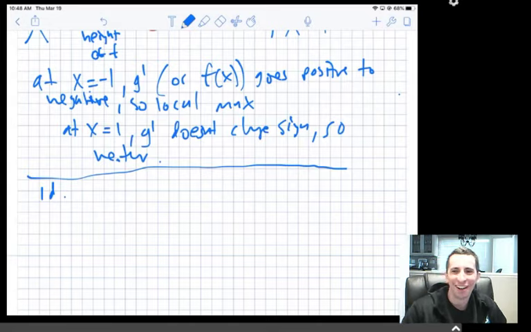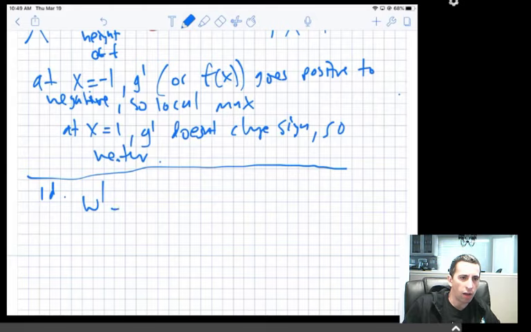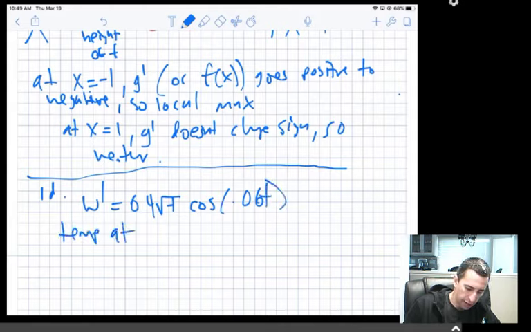Right. Okay, let's do 1D for Gianna here. Pull up my deal. Oh, Dominic, got it. So 1D on the BC homework. They give you this other function W prime. They say W prime is 0.4 root t times cosine of 0.06 t, and it asks you to find the temperature at t equals 25. They told you this model is valid on the interval from 20 to 25.